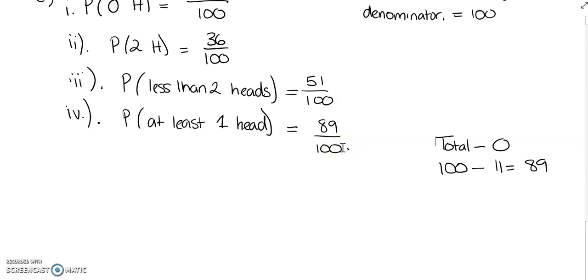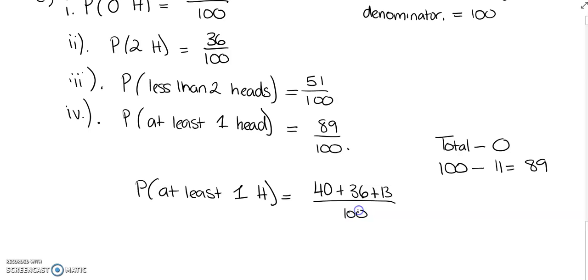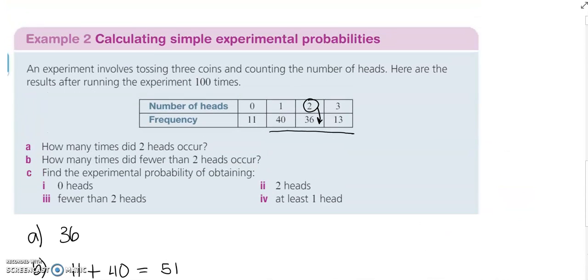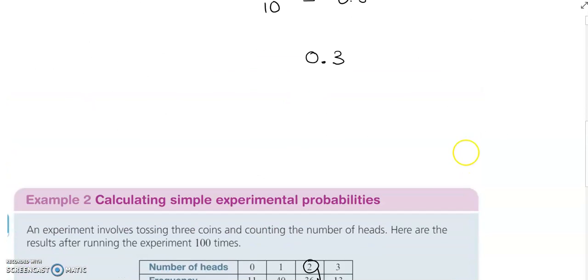The other way we might like to work this out, if that doesn't make any sense to you, is the probability of at least 1 head is going to equal, and we're going to add up all the other scores. So we had 40 plus 36 plus 13 over 100. And if I add all these up, I get 89. So that's 2 different ways you can do it if you have a question that asks at least. Okay, hope those 2 examples made sense to you and that you're ready to move on to your own textbook questions. Good luck.